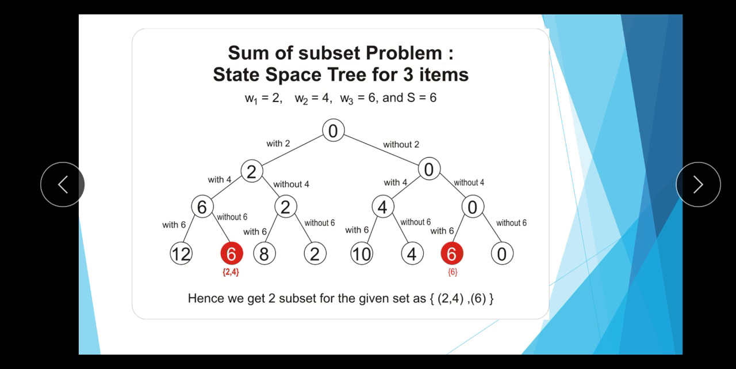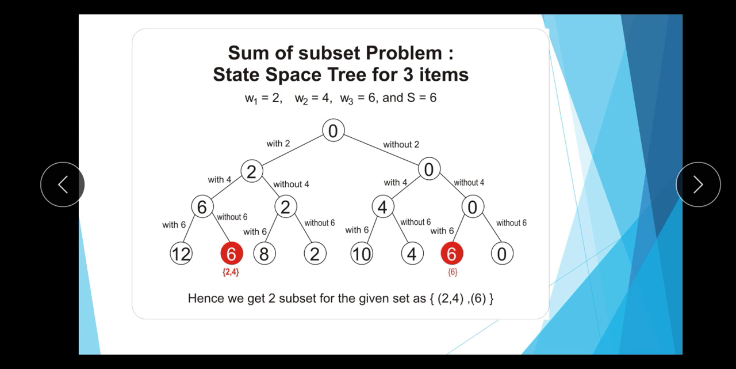Now here we have to start the state space tree with a root node. Now we have 3 elements in our input set, so the number of levels in our tree is n plus 1. That means there are 4 levels in our tree. This is the first level, second, third, and this is the fourth level. So we have 4 levels in our tree because we have 3 elements in our set, so n plus 1 levels in our tree. We start with the root node, that is an empty node.